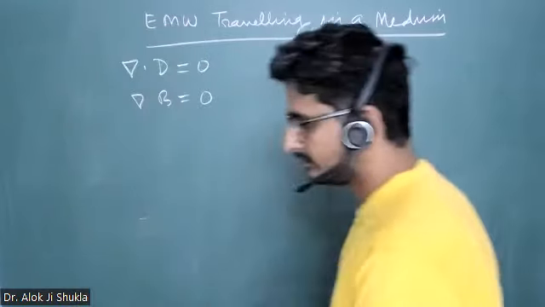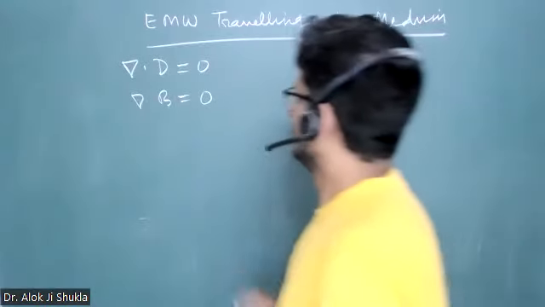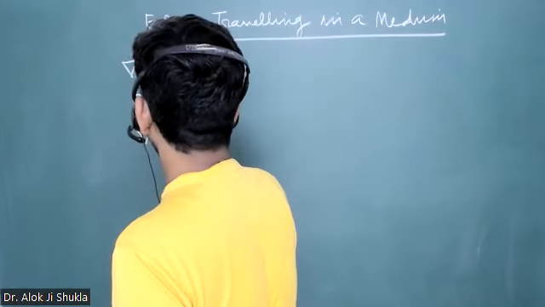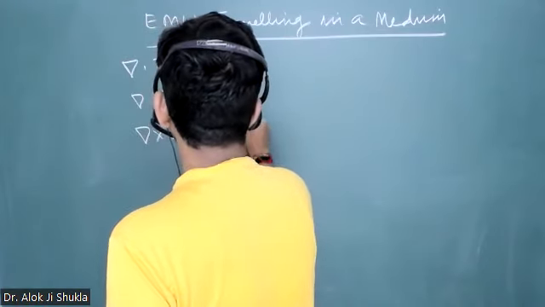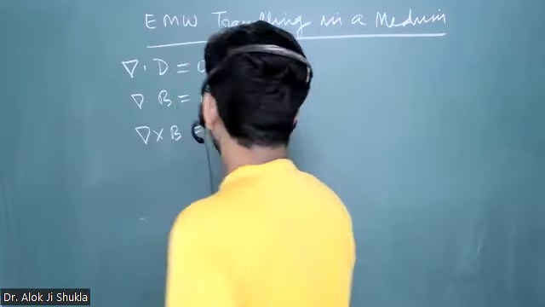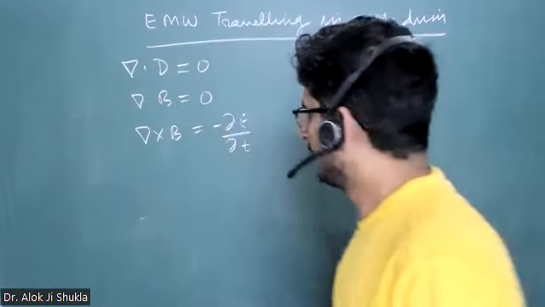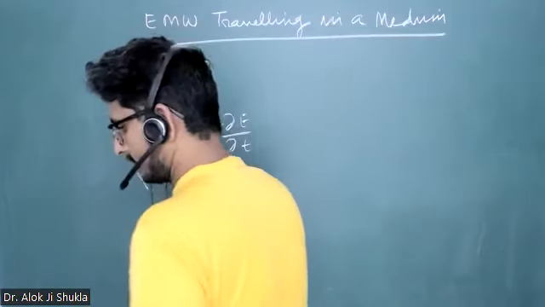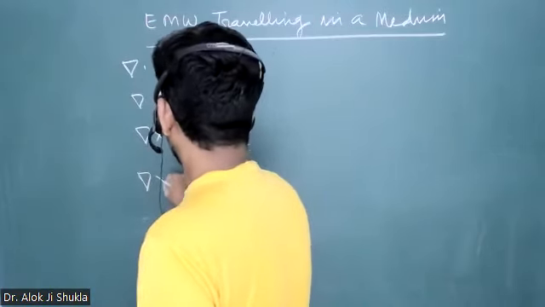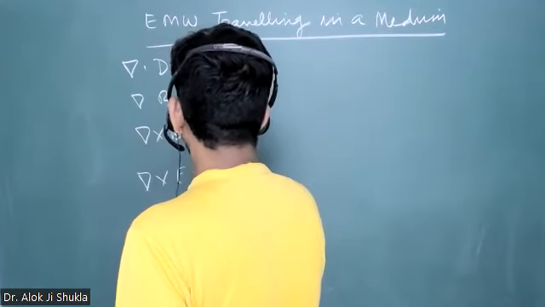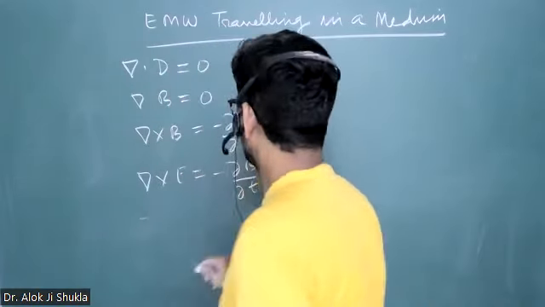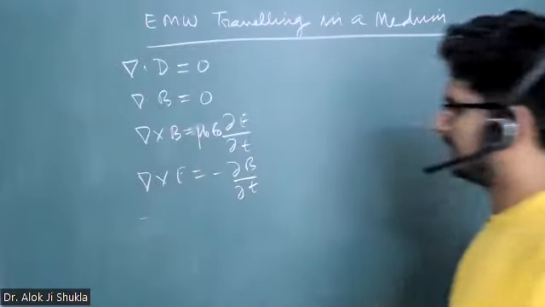Then del cross B, del cross B is minus del E by del T. Sorry, पहले वो लिखना चाहिए था. Del cross E is minus del B by del T, and del cross B is mu naught epsilon naught del E by del T. Correct?